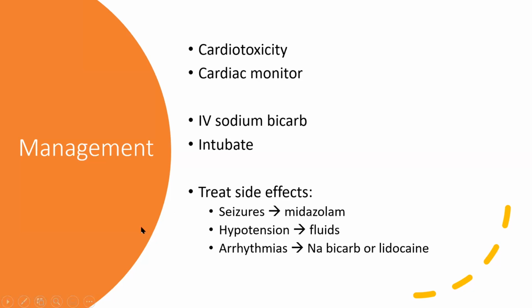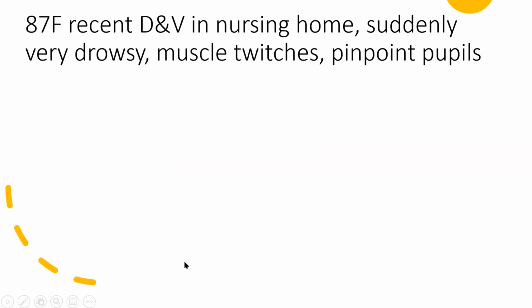If not, like you said, supportive measures, so treat the side effects. For seizures, give midazolam; for hypotension, give fluids; and for arrhythmias, bicarb and lidocaine. It's one of those where you just have to wait it out, and in severe overdoses, you intubate until the side effects have settled, and then you extubate.